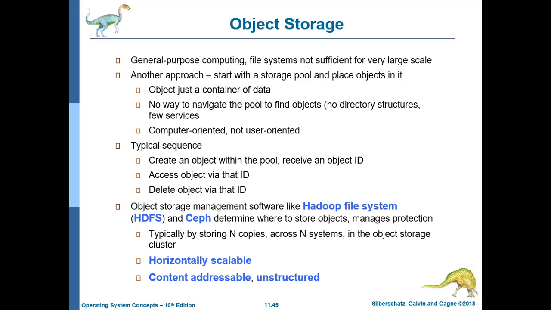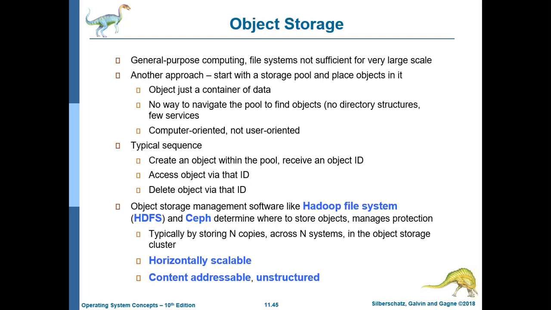Next we have object storage. In general purpose computing, file systems are not sufficient for very large scale. So another approach is to start with a storage pool and place objects in it. An object is just a container of data. There is no way to navigate the pool to find objects, so no directory structures and few services. It is computer-oriented, not user-oriented. The typical sequence: create an object within the pool, receive an object ID, access the object via that ID, and delete the object via that ID.